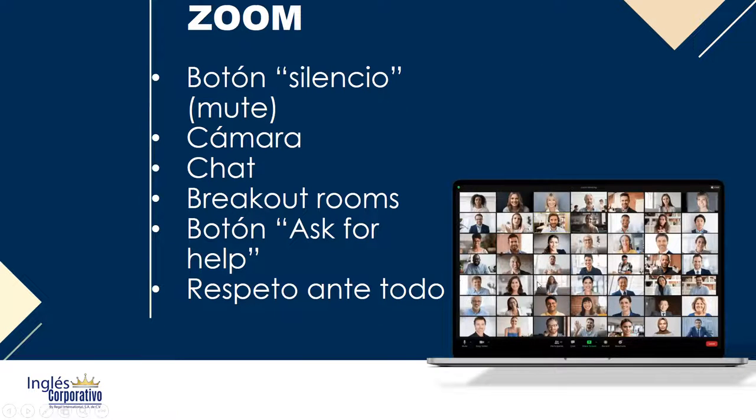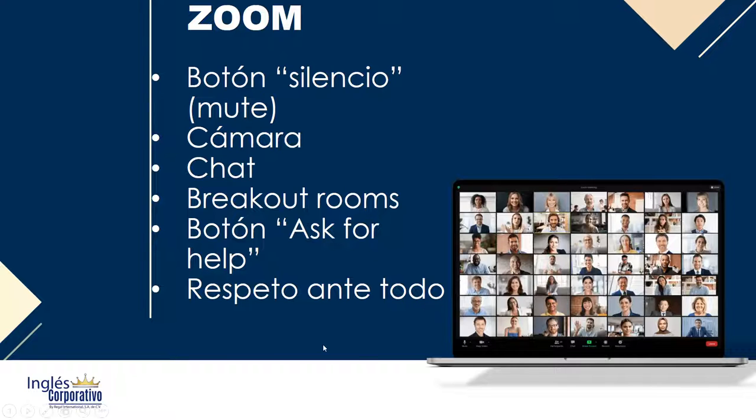This is the expectation, everybody with the camera on, the microphone off, so we can listen to the other participants respectfully. Camera on, the two chats available via WhatsApp and via Zoom, the breakout rooms available for all the activities we're going to develop in class, and the ask for help button. If I am monitoring another group, you know that you can call me.